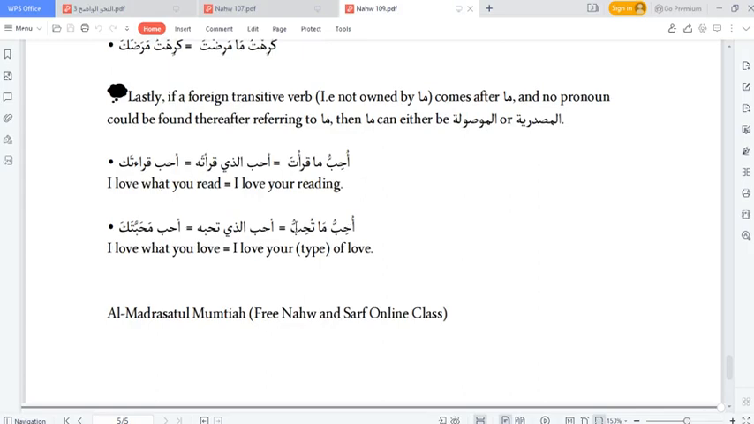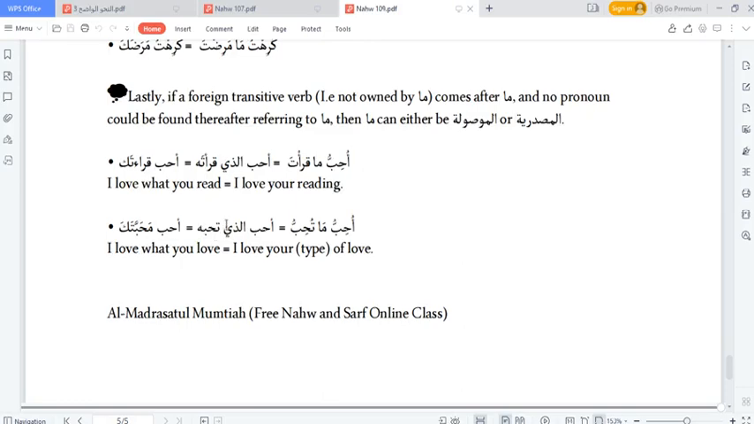So see again, uhibbu ma tuhibbu. Here again, we can say it is particularly ma masdariya or ma mausula, because there is no damir again. Tuhibbu, this is mukhatab mudhakkar, so the damir that is there is anta, so it's definitely not going back to the ma, and we can't see any other damir. So it is possible that this ma is either mausula or masdariya. So how do we know? We can say uhibbu alladhi tuhibbuhu, I love that which you love.